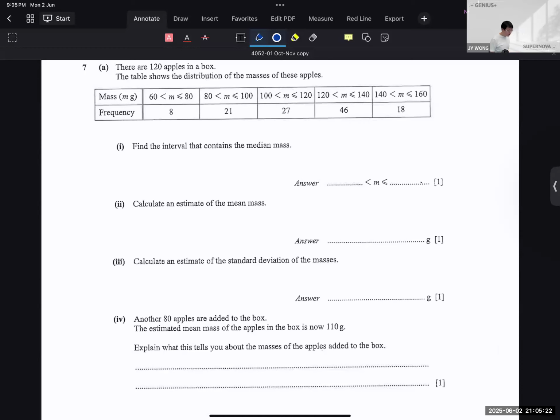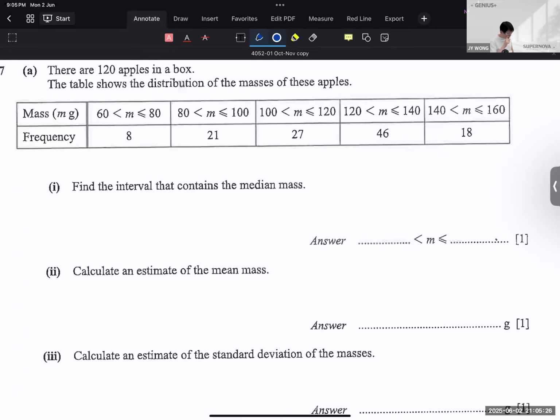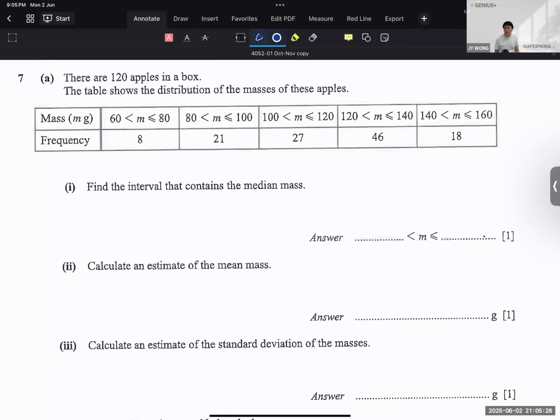Now, let's take a look at question 7. Question 7 is quite straightforward. So it's your cumulative frequency / statistics type of question. There are 120 apples in the box. It shows the distribution. Find the interval that contains the median mass.